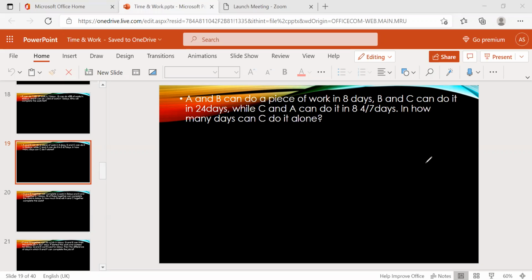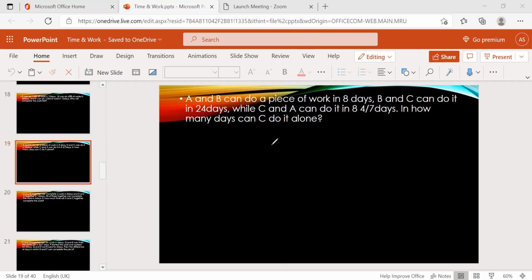What are they giving here? First, read the question carefully. A and B can do a piece of work in 8 days. B and C can do it in 24 days, while C and A do it in 4 by 7 days. In how many days? C alone they are asking, right? Just check here.